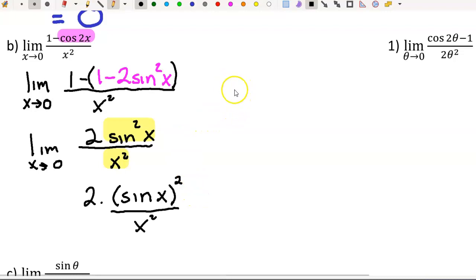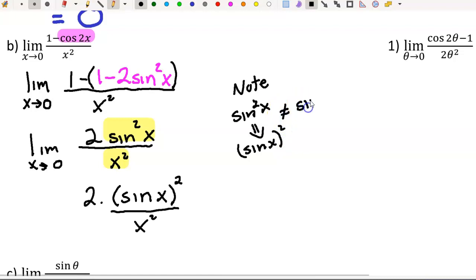And a little side note, sine squared of x equals the quantity of sine, squared. However, it does not equal sine of x squared. So this is one of those things where the parentheses definitely make a difference.